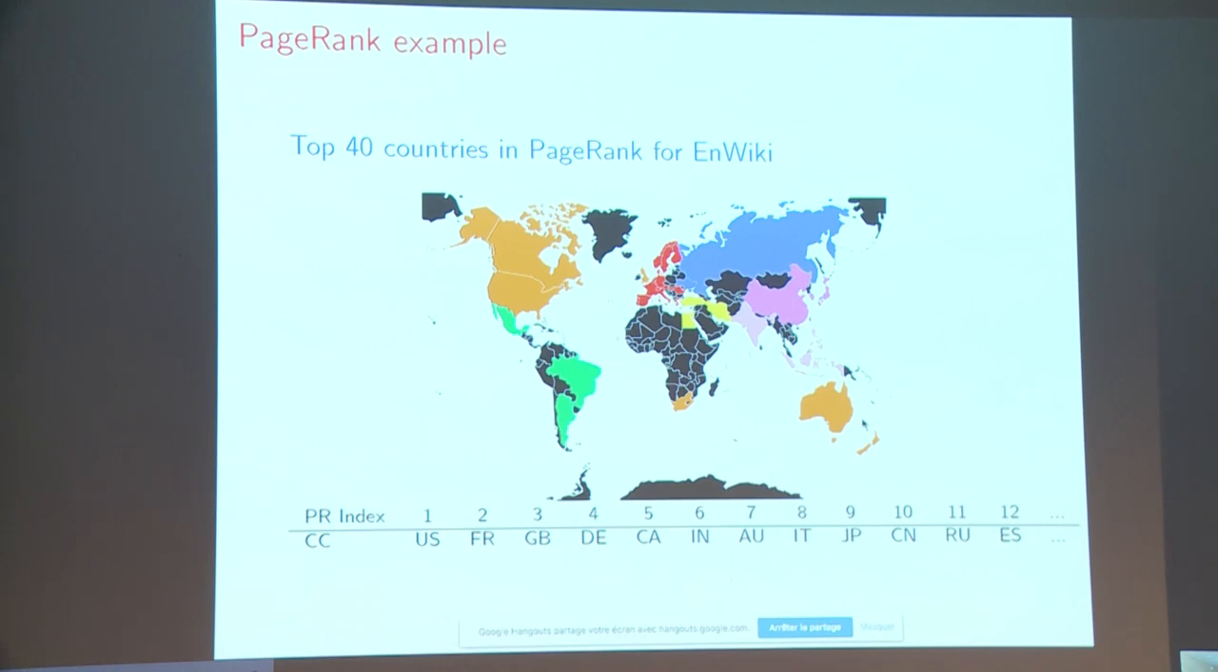So we have grouped all these countries into sets that are represented by the colors. You have the English-speaking countries, which are in orange. You have the former USSR bloc in blue. You have in red Europe. You have Arabic countries in the top 40, which are in yellow. And you have Southeast Asia in pink. And in purple, you have the Chinese bloc. And of course, you have Latin America in green. So here you can have a good ranking of all these countries with the PageRank.